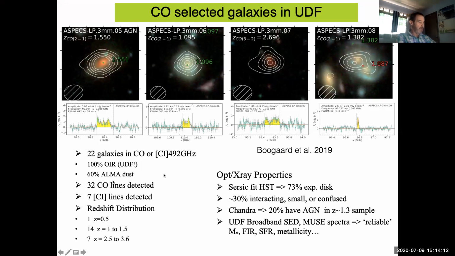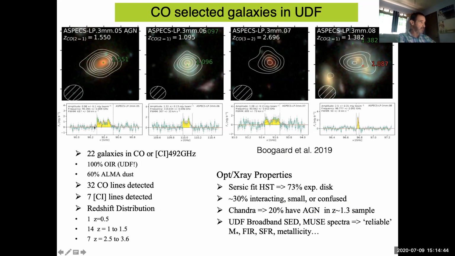In terms of total lines detected, 32 CO lines, 7 carbon 1 lines. In other words, many of the galaxies have multiple transitions. I'll come back to that. Redshift distribution, well, not a large cosmic volume at low redshift. 14 galaxies in the redshift 1.3 bin, and 7 galaxies out at the redshift 2, 3 or so bin. You can see some of them here. We have some edge-on disks. We've got some relatively face-on disks. We got some small galaxies. We got some confused or messy systems.